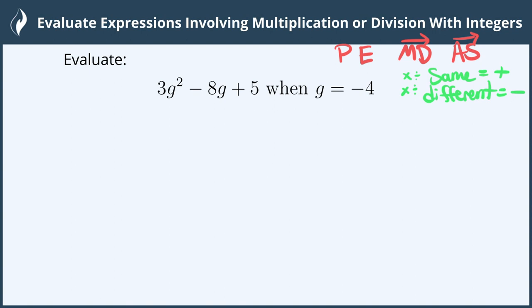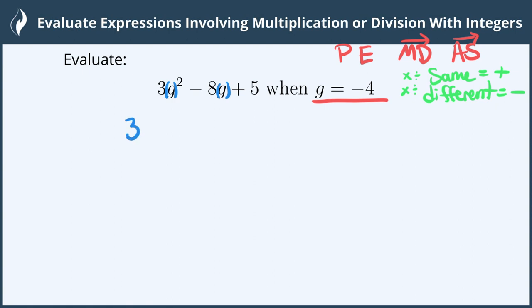All right, now we have our expression 3g squared minus 8g plus 5, and we've been told that g equals -4. This means every single time I see a g, I can replace it with -4. To do this, we always replace every time we see the variable with a set of parentheses. This helps keep all of our operations very clearly defined.